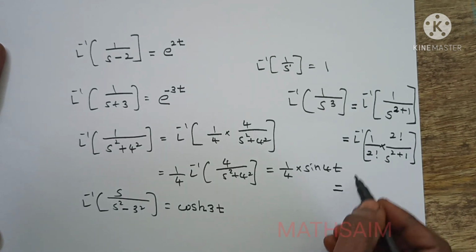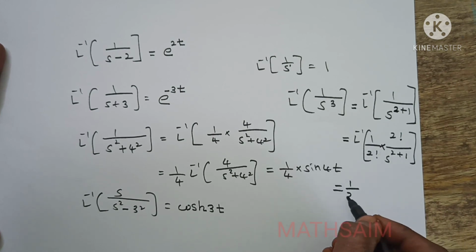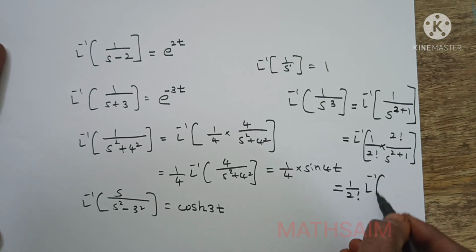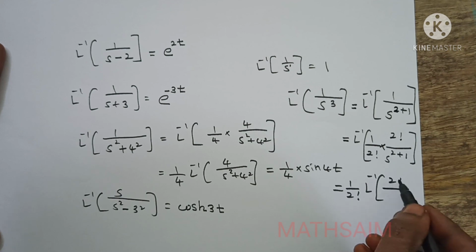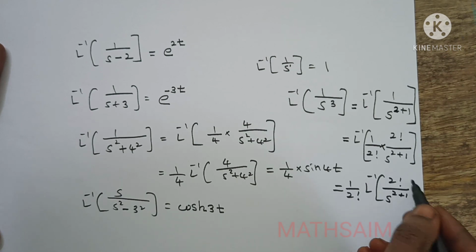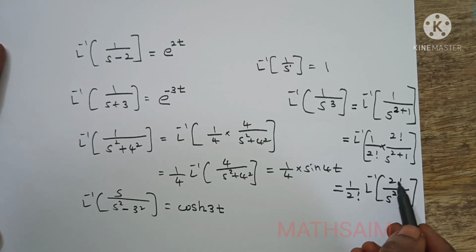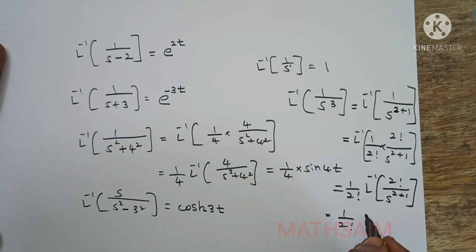Now by using linear property, I can take this 1 by 2 factorial outside, and the rest of the term will be 2 factorial divided by s power 2 plus 1. Now this is nothing but n factorial divided by s power n plus 1. So this is equal to t power 2 divided by 2 factorial. That's all.